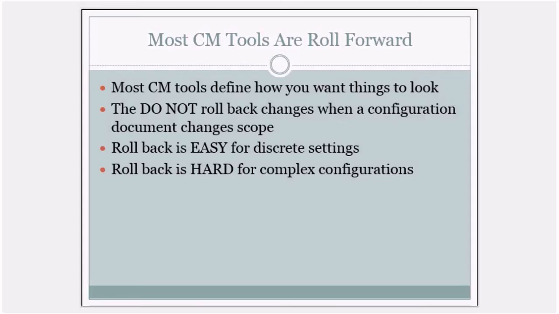So you can, and actually a lot of resources have an ensure parameter where you can say ensure present or absent, depending on the resource type, sometimes it doesn't make sense. But that makes it easy to roll back a discrete setting. But for complex configurations, it's a much more difficult story.